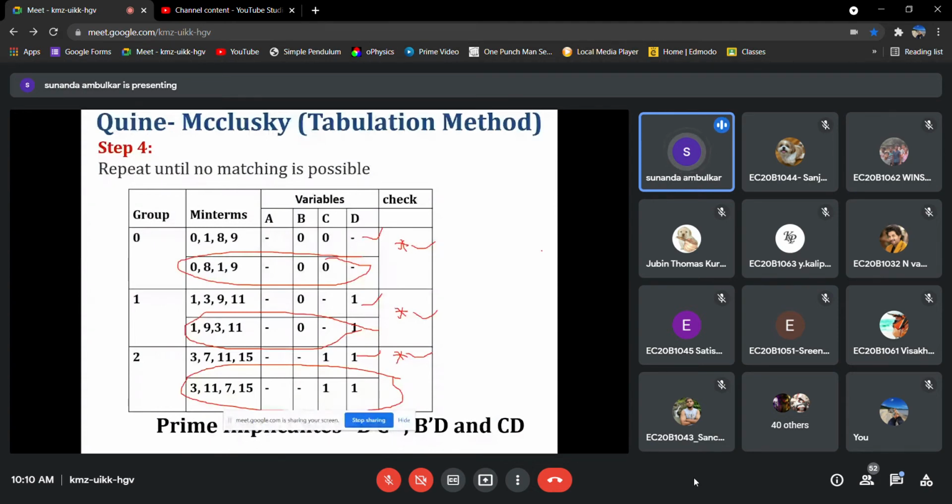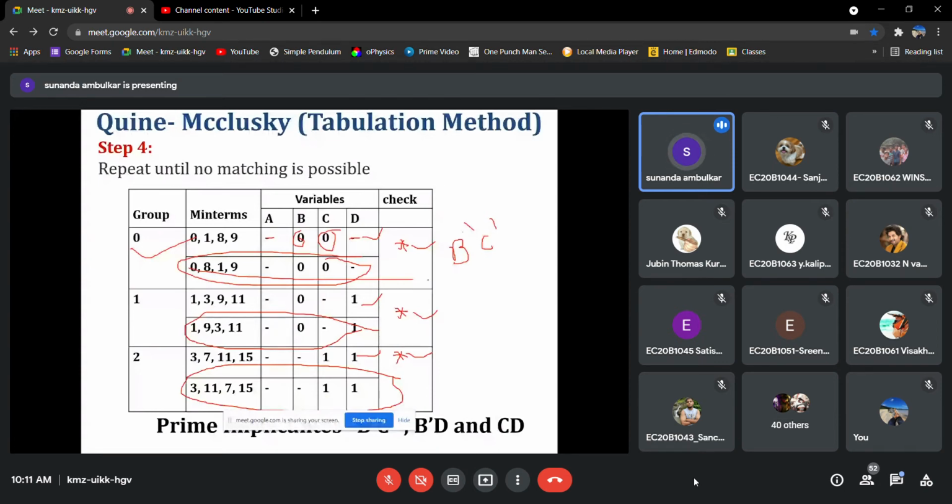How will this term make the prime implicant? Dash indicates that that particular variable is not available while making the prime implicant. Here is also a dash. This is 0, this is 0. So the prime implicant for this group 1, group 0 is B dash C dash. Again, this is the same, so we will not use this. For the next group, what will be the prime implicant? B dash D.